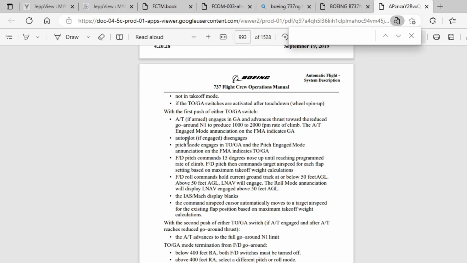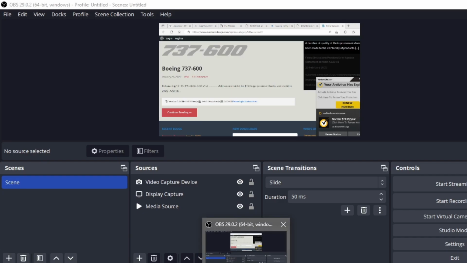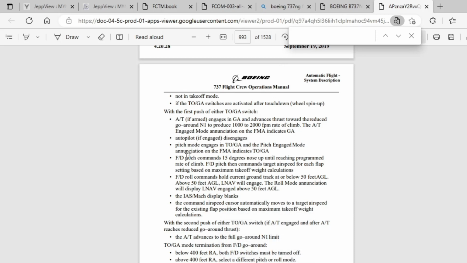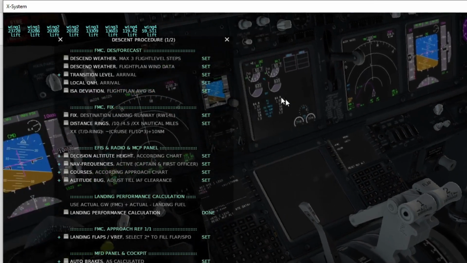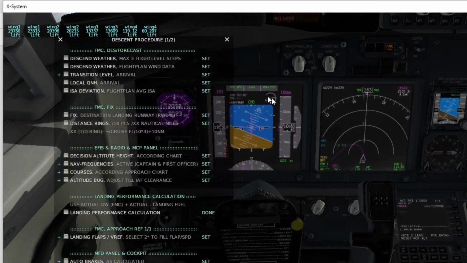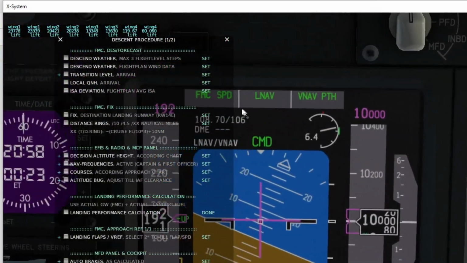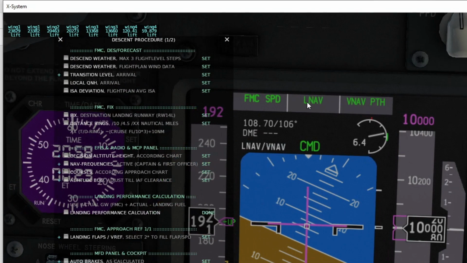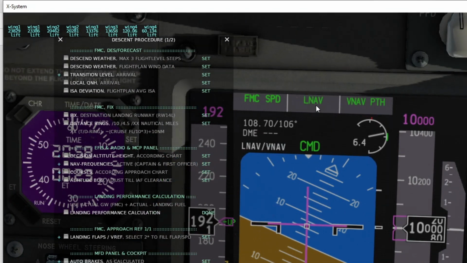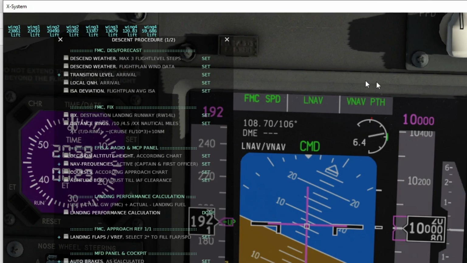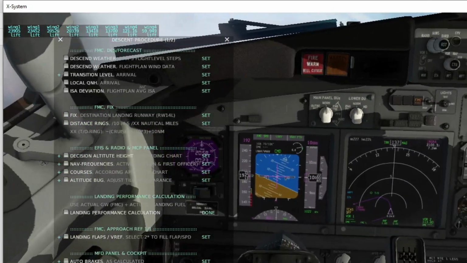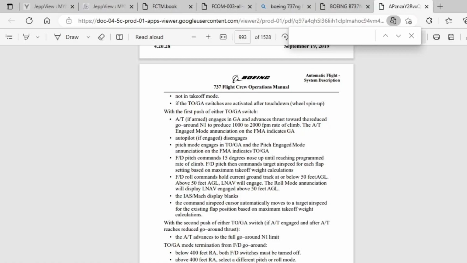Okay, autopilot, if it was engaged, would disengage if we're doing a single autopilot landing. The pitch mode will engage in TOGA, T-O-G-A, takeoff/go-around. And the pitch engage enunciation will indicate that on the flight mode annunciator. So this is the auto throttle mode, the left side. The center is the horizontal, the lateral mode, and the right part is the vertical mode. All right. Pitch is always vertical.